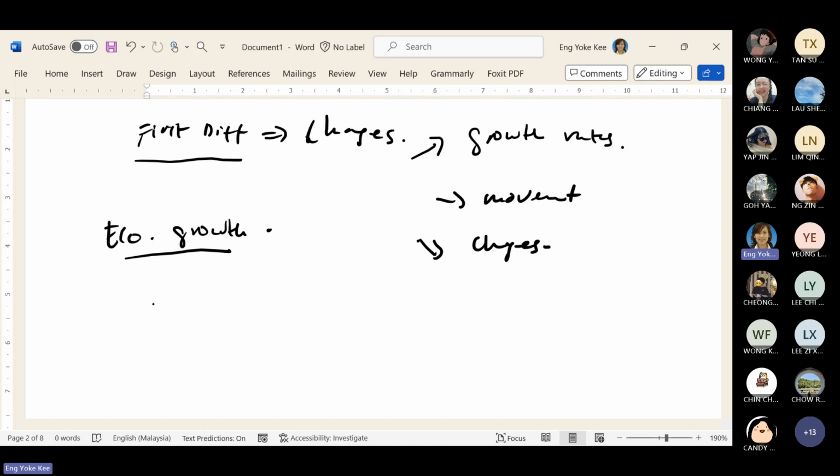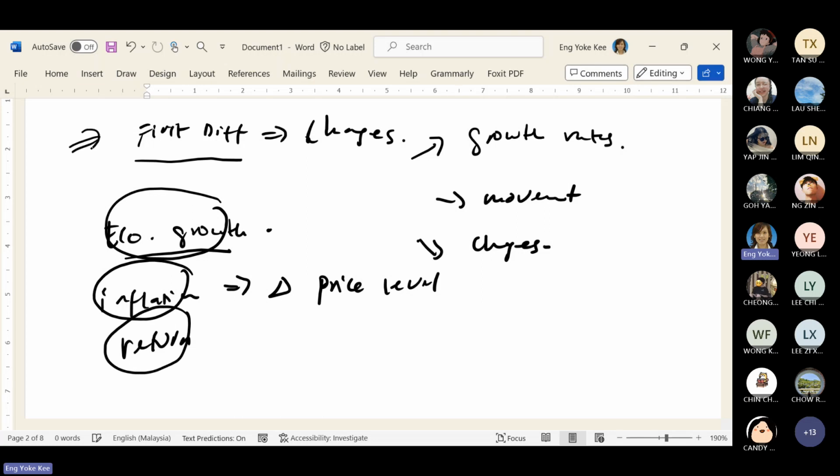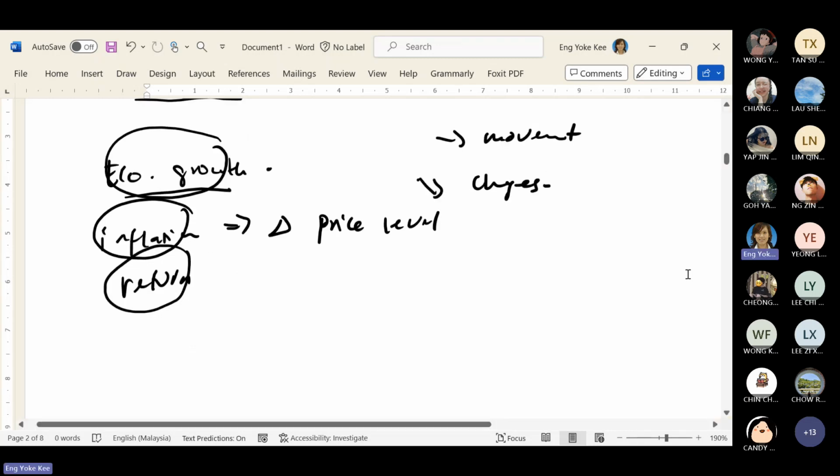Okay, I want to know inflation. Inflation is what? Change in the price level, am I right? I want to know the return in stock, in investing in the stock market, for example. Okay, so all these variables require you to do this first differencing of your data, right? So how? Example.